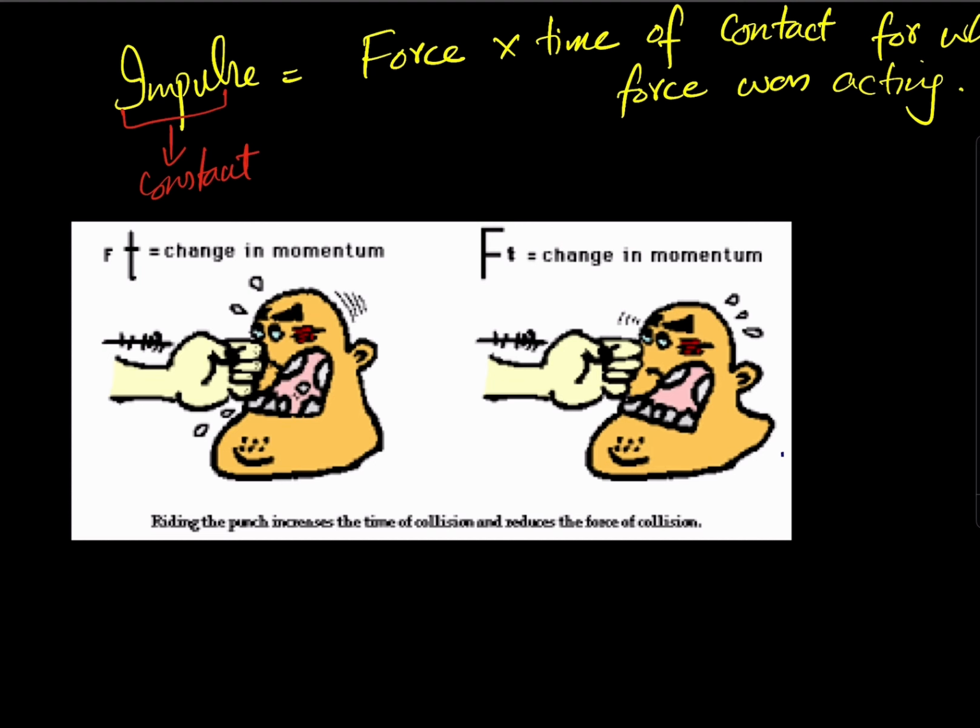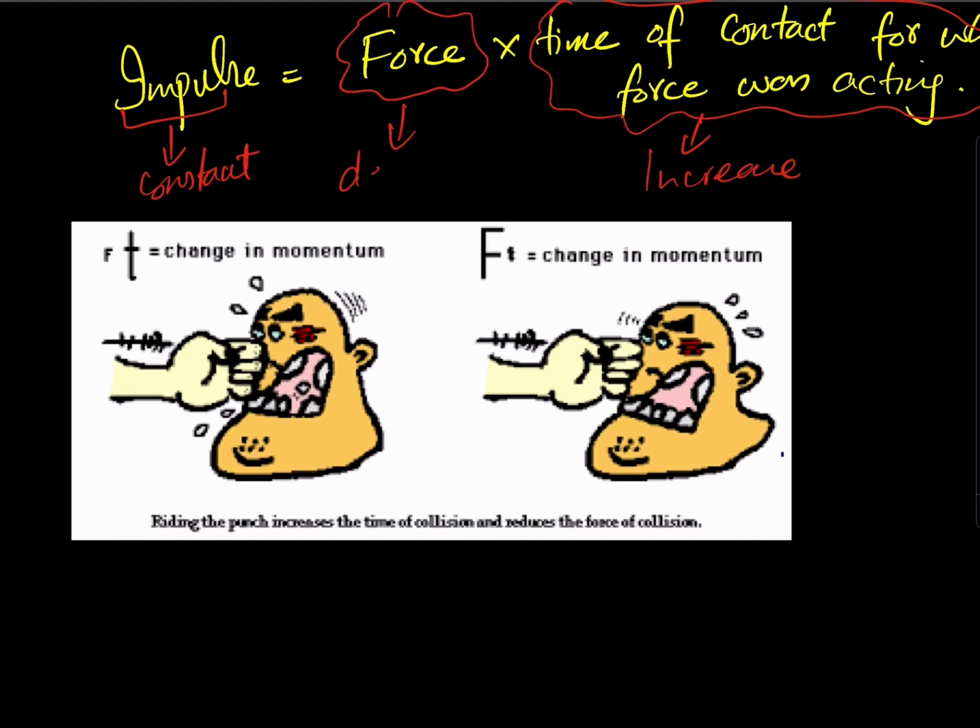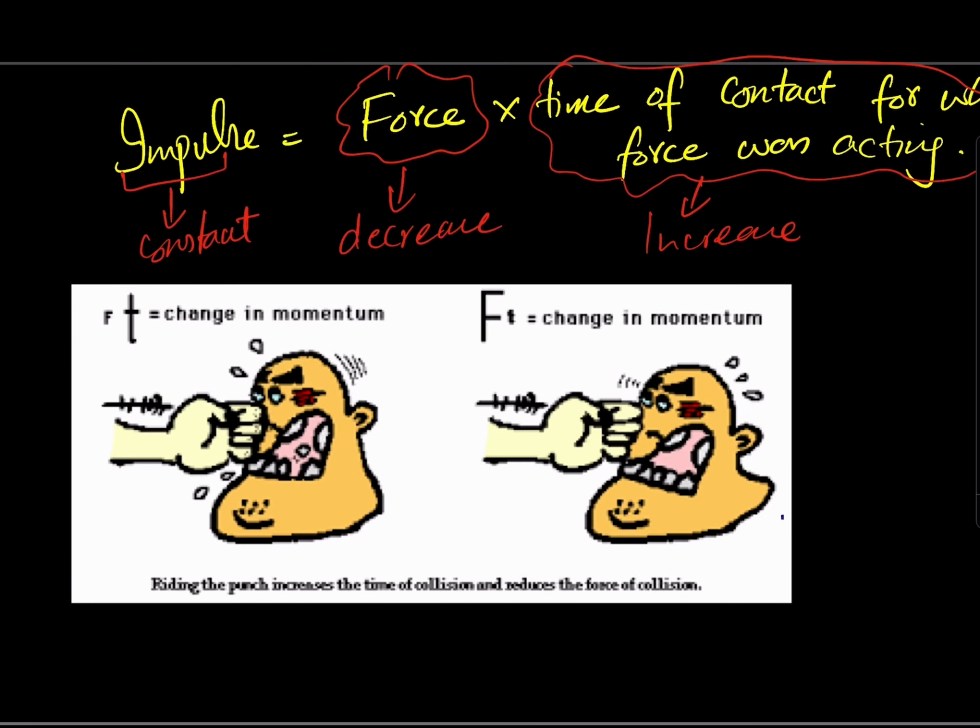So if I increase the time, if I increase this factor somehow, what will happen? This factor will decrease automatically to give the constant impulse, right? Let's take an example. Suppose impulse is 10. Constant will be a number, right? It can be 10 Newton second. And the force was, let's suppose, 5. So what should be multiplied with 5 to give you 10? It should be 2.